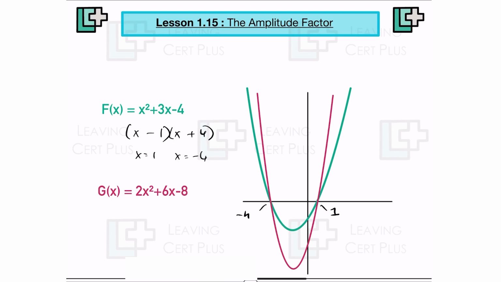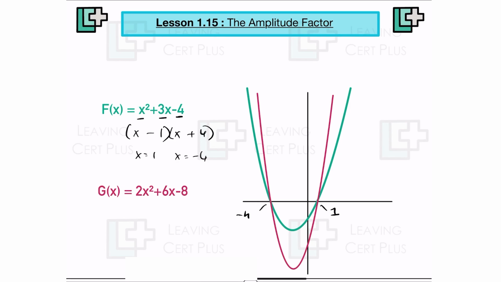Now if you look at g of x in comparison to f of x, g of x has just been multiplied by 2. So every one of these terms has just been multiplied by 2 to form the equation g of x. And that 2 is the amplitude factor. It's basically what you multiplied one function by to get to the next. And it's the number before your x squared, so that a figure, that is your amplitude factor.